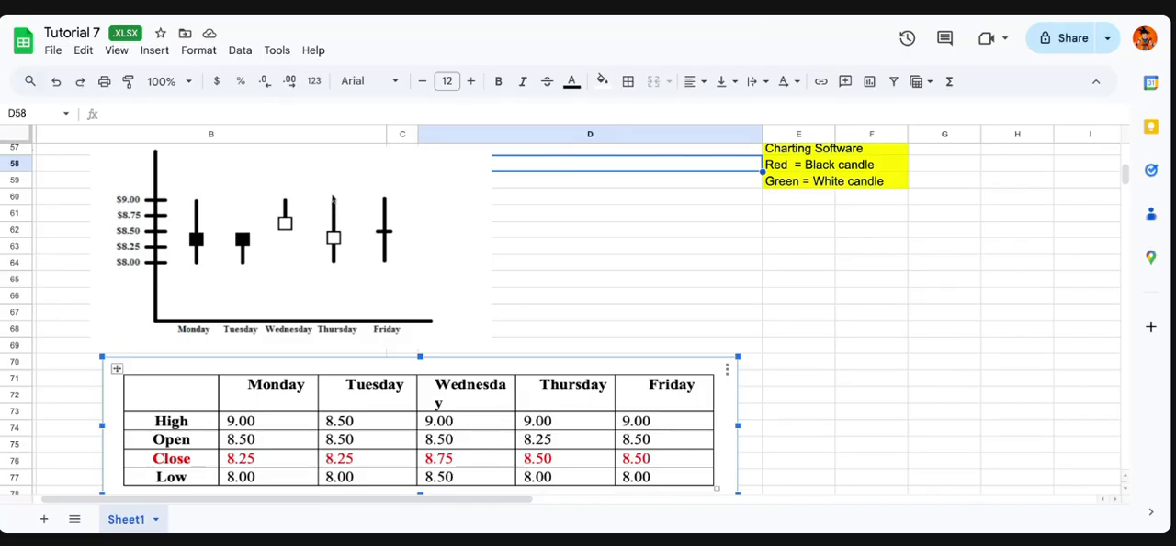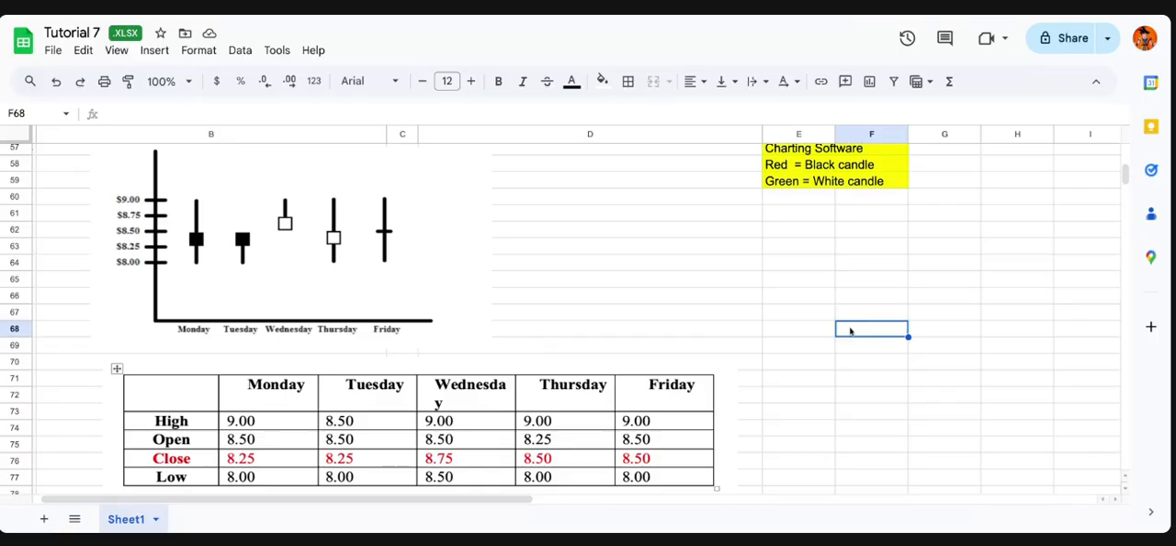Then on Thursday, highest is very easy, 9. Lowest is 8. Because it's a white candle, opening is 825, closing is 850. Friday, you can see is just one dash. In other words, opening and closing are the same price, at 850. And the highest was 9, lowest was 8. So it's pretty easy.